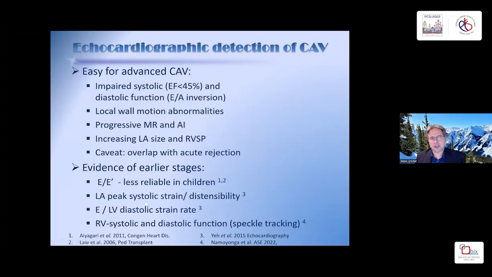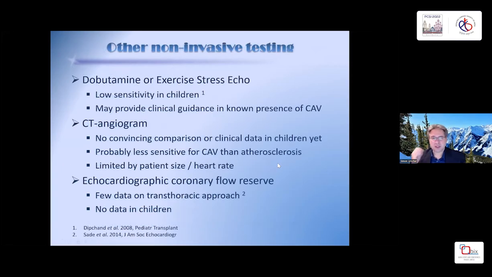There's various ways of assessing strain and diastolic strain. And we've recently noticed that the RV systolic and diastolic function appear to actually be abnormal about 6 to 12 months before we detect the graft vasculopathy. So maybe a great way to get an early detection.